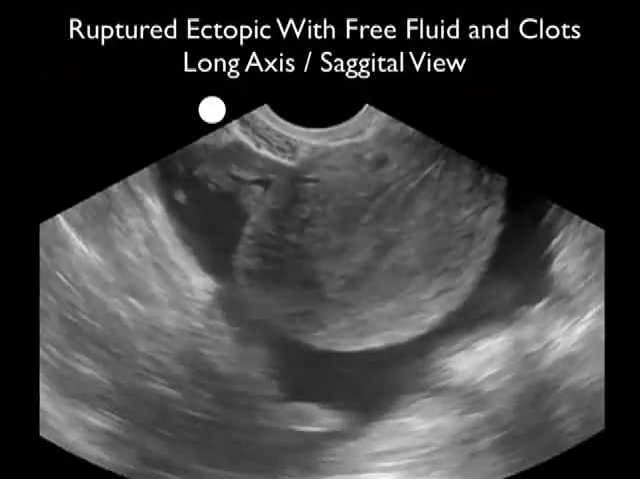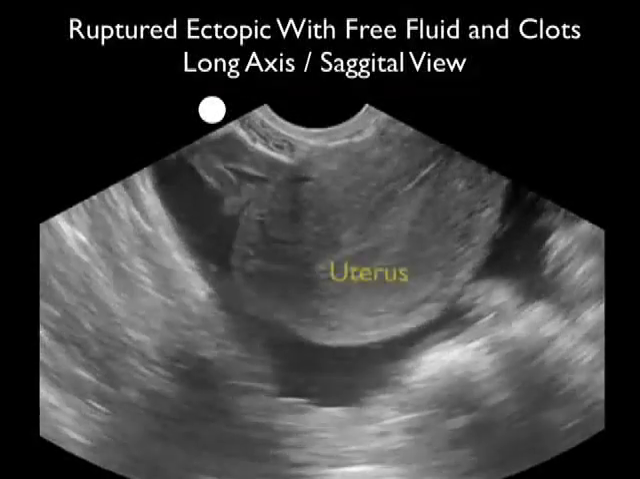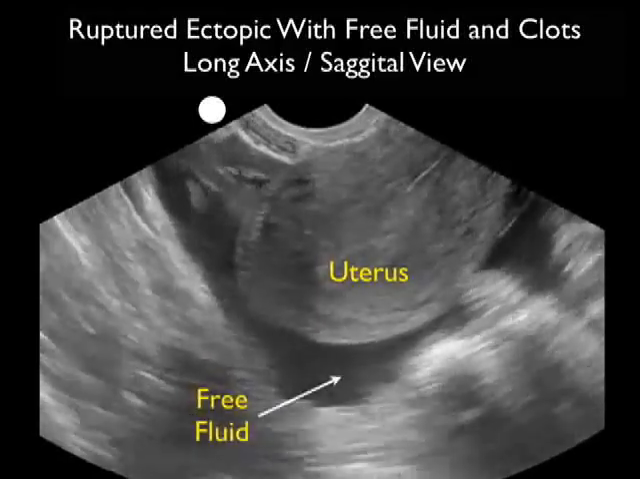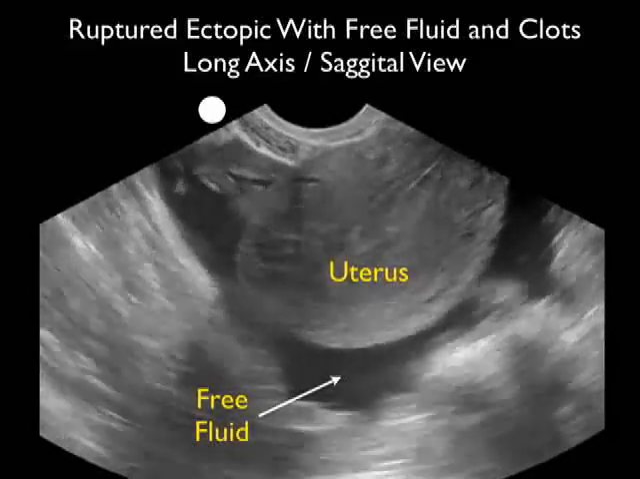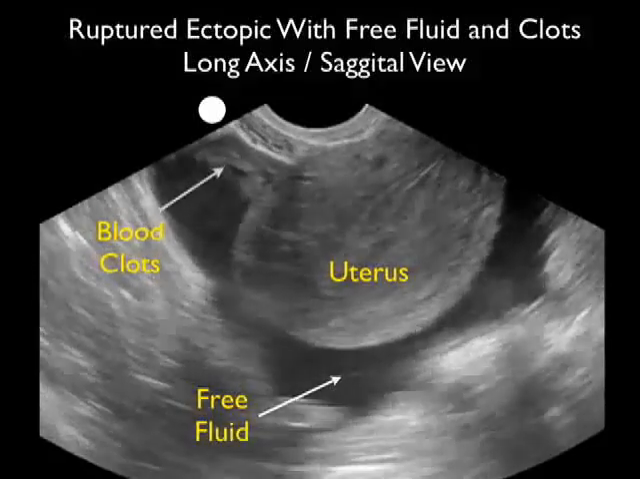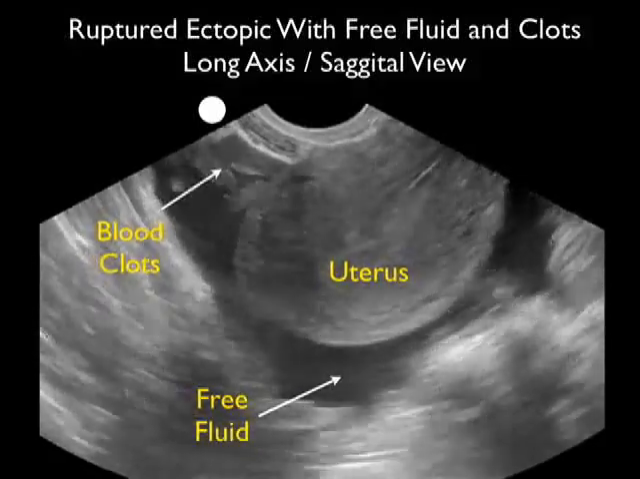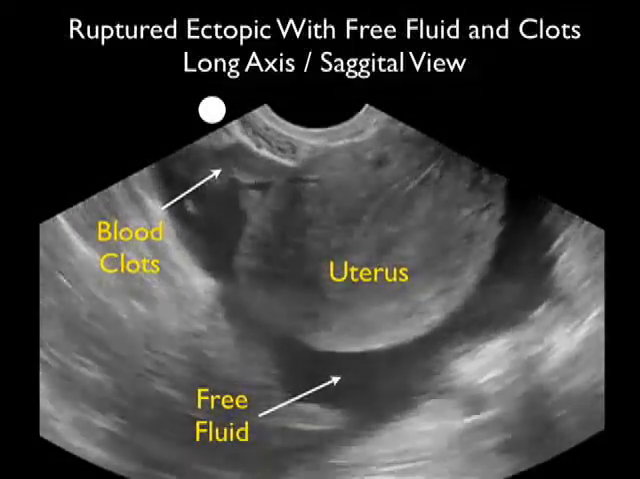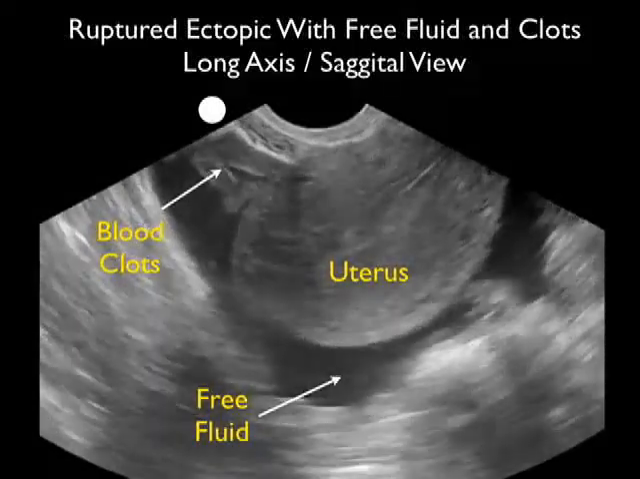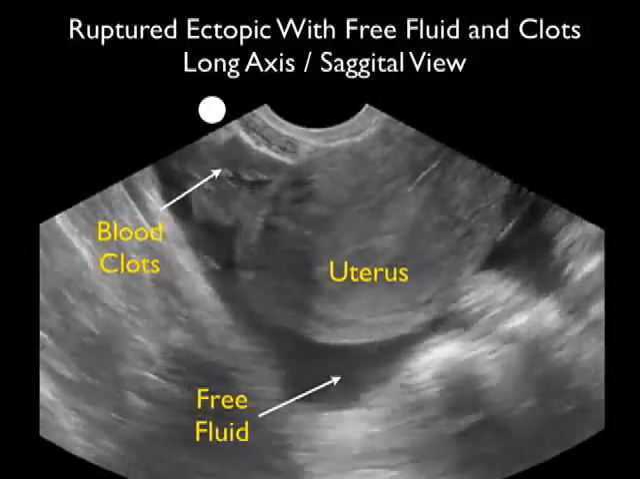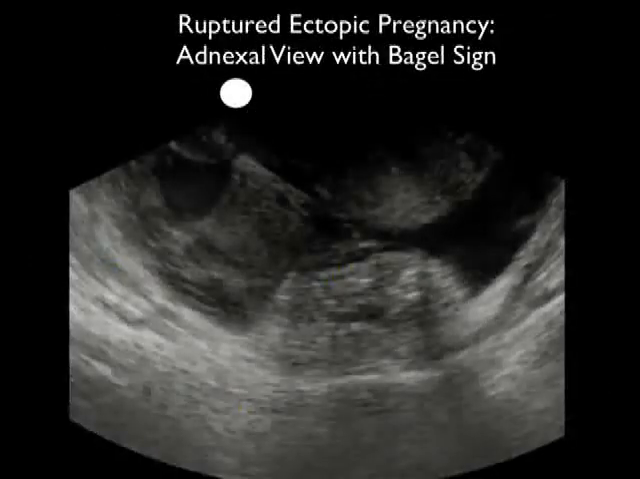fetal pole and/or heartbeat. Here's a transvaginal long-axis ultrasound from a woman who presented with lower abdominal pain and a positive pregnancy test. Notice the uterus as shown in the long-axis view without an appreciable intrauterine pregnancy. And notice that it's surrounded by a large amount of free fluid, that dark or anechoic area surrounding the uterus both anteriorly to the left and posteriorly in the cul-de-sac to the right. That is the presence of fresh blood. Notice also the presence of blood clots anteriorly or to the left, that more echogenic area.